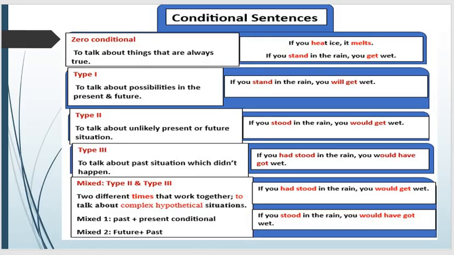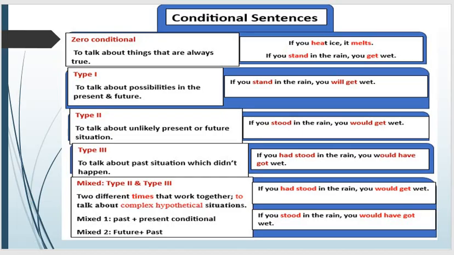Let's take this example as it is and change the structure of the sentence to make the other 4 types of conditional sentences. Let's see type 1. When do you use type 1? To talk about possibilities in the present and future. For example, as I have taken that one, zero conditional: if you stand in the rain, this is simple present tense, you will get wet. The result clause or the main clause is future.